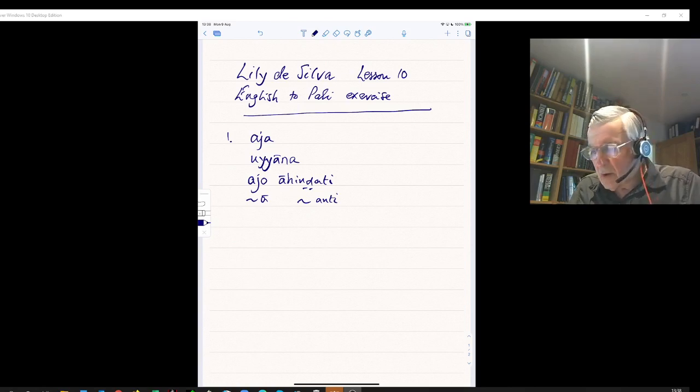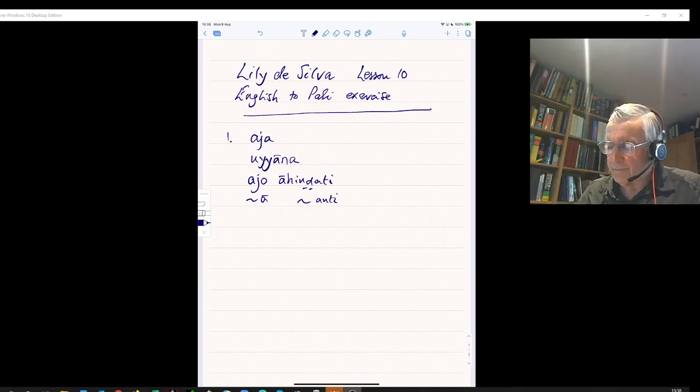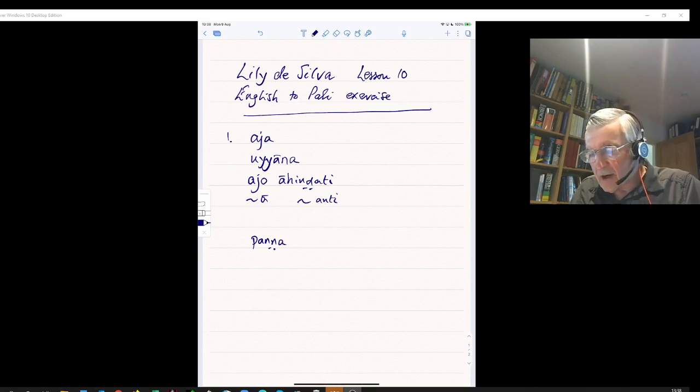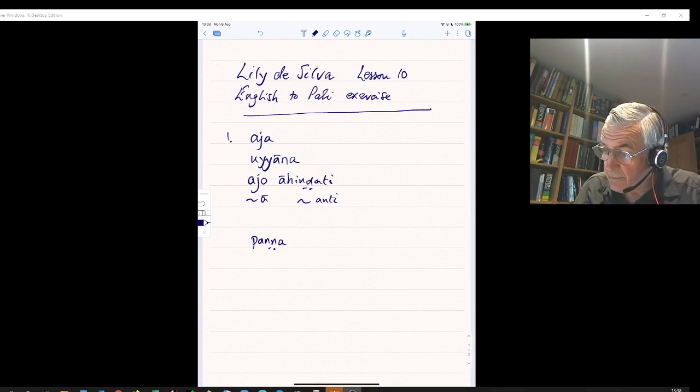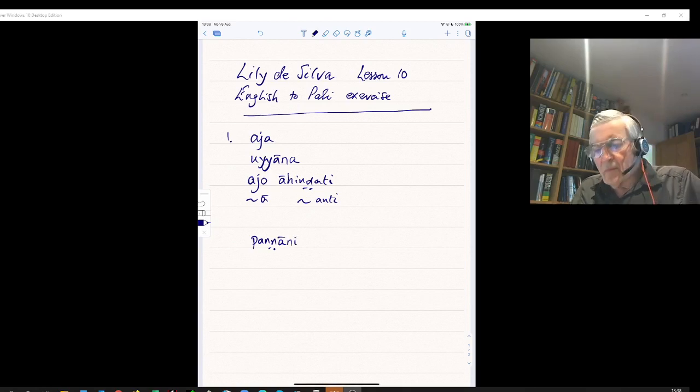Now, a leaf, to eat leaves. In order to eat leaves, we just use the infinitive here. So a leaf is a panna, and that is a neuter noun. And being a neuter noun, the plural is banani.